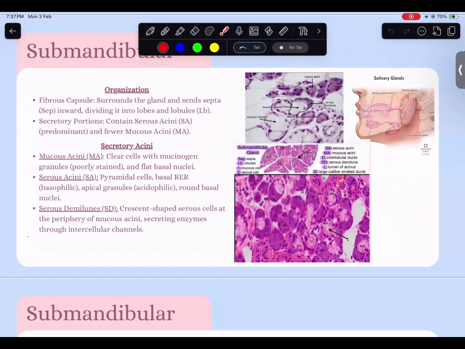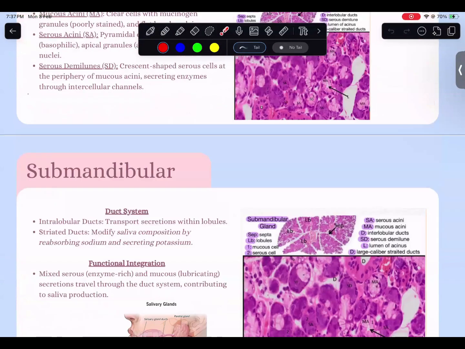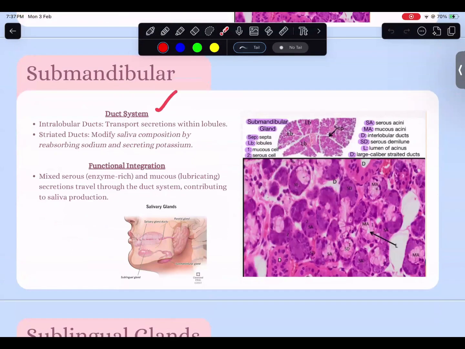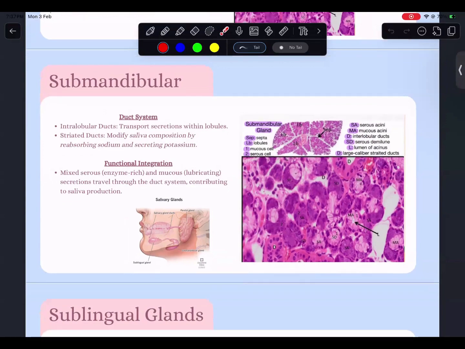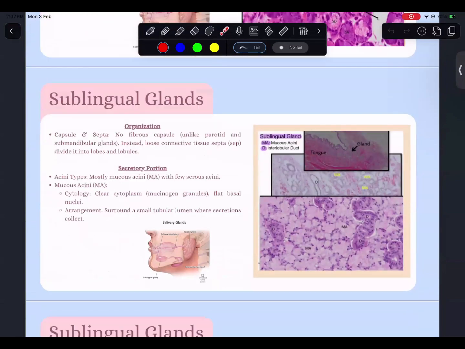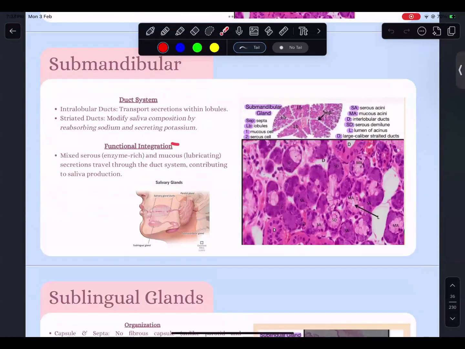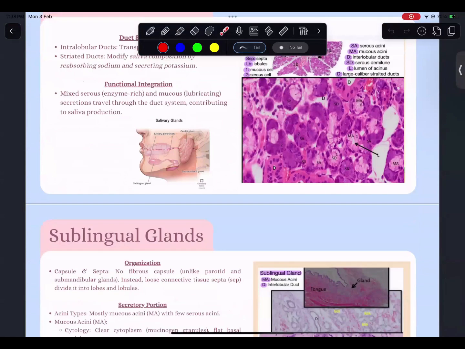Usually they're a mix, but most of the time, if you compare whether they secrete mucus more or serous more, they secrete serous more. And that's it for submandibular. They also have the duct system, which is the interlobular duct. Let me find one here. You can see this. This is a duct. So a duct is usually either simple columnar or simple cuboidal, mostly because you're going to absorb stuff there. Also, functional integration: we talked about mixed serous and mucus secretions traveling through the duct system.